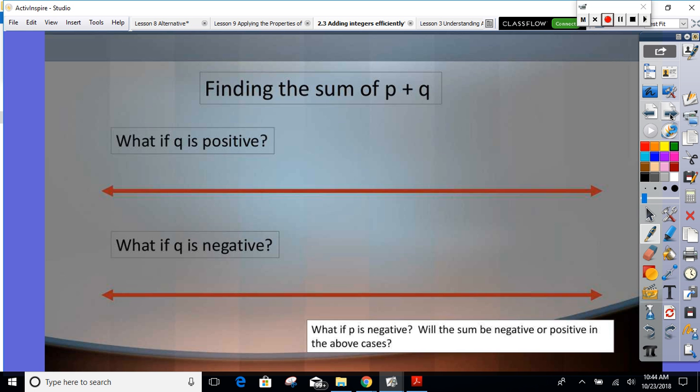Okay, the first slide, this is not on your notes. I just want you to think about this a little bit, because a lot of times, we get asked questions that are in really abstract terms like this, where it's asking us things about letters.